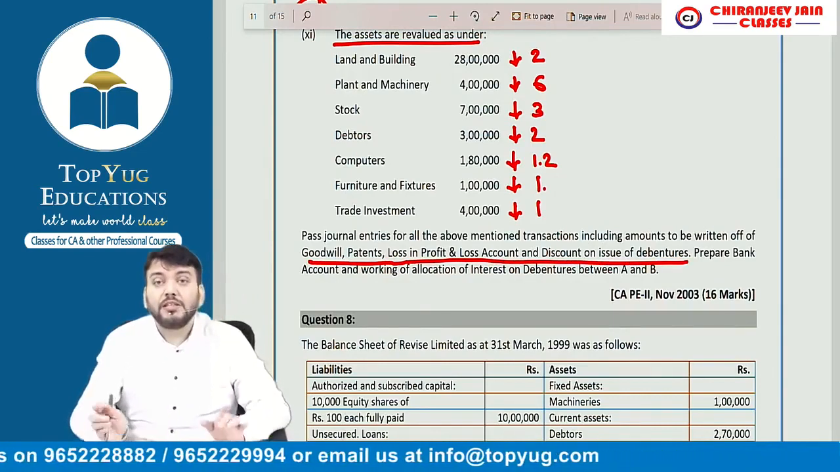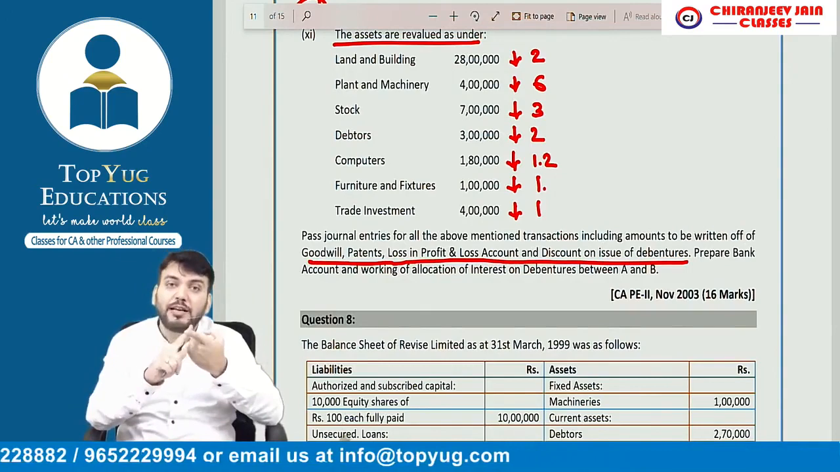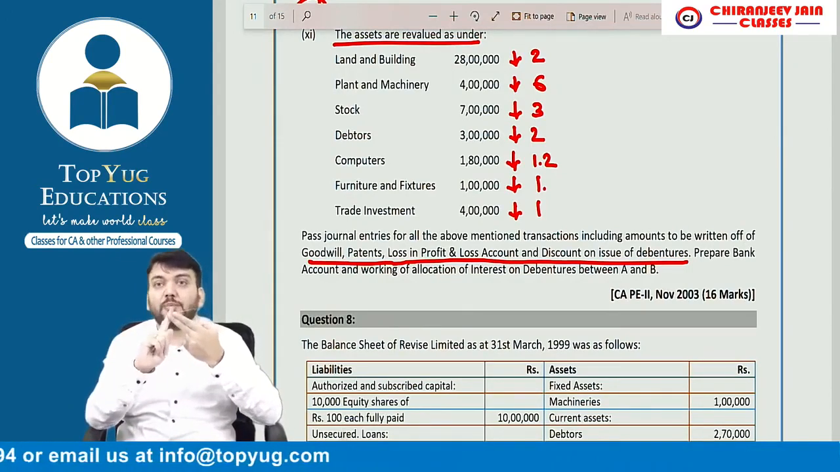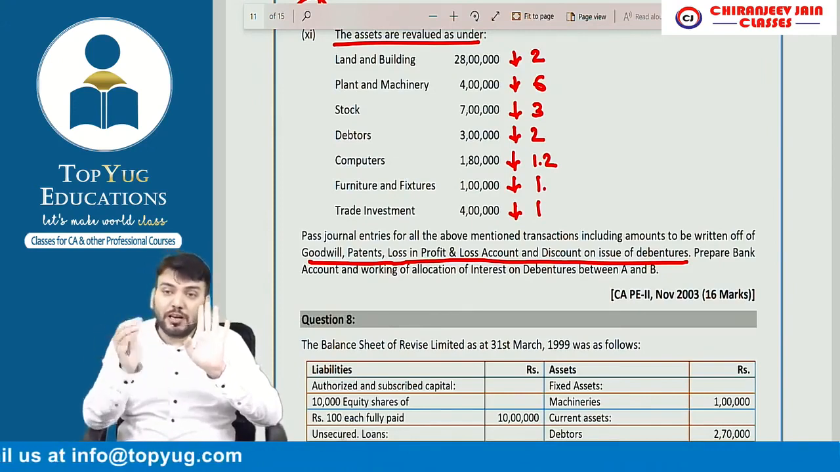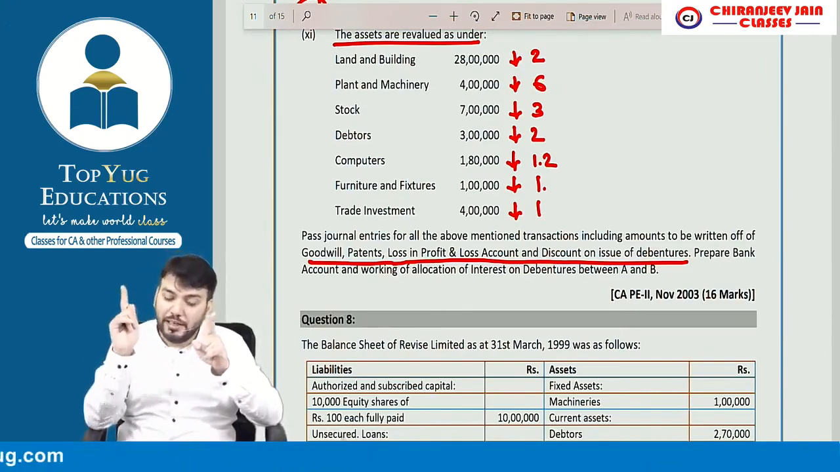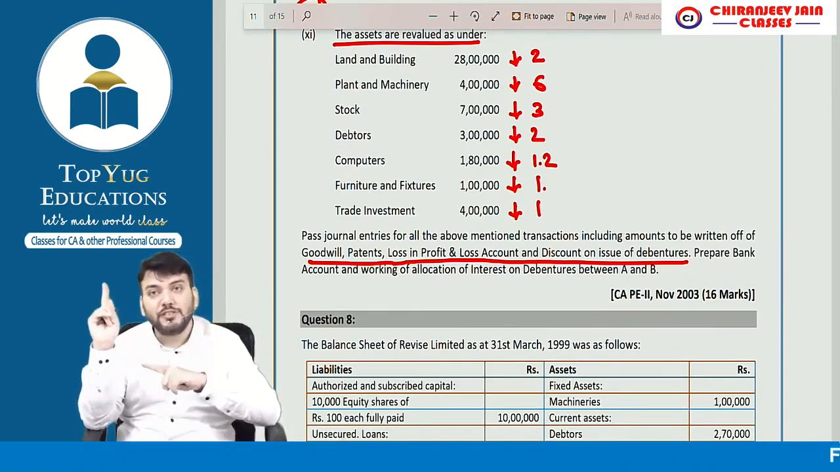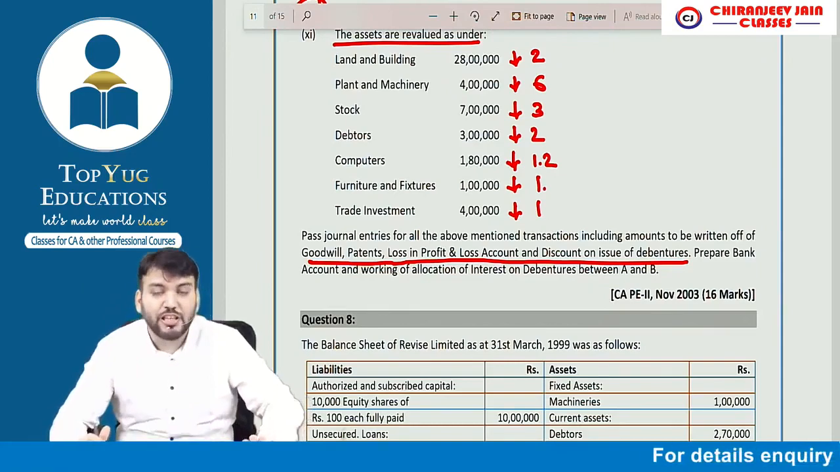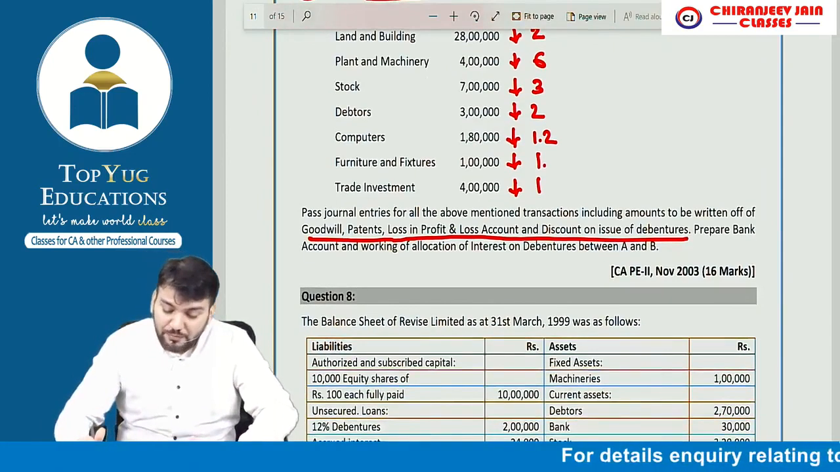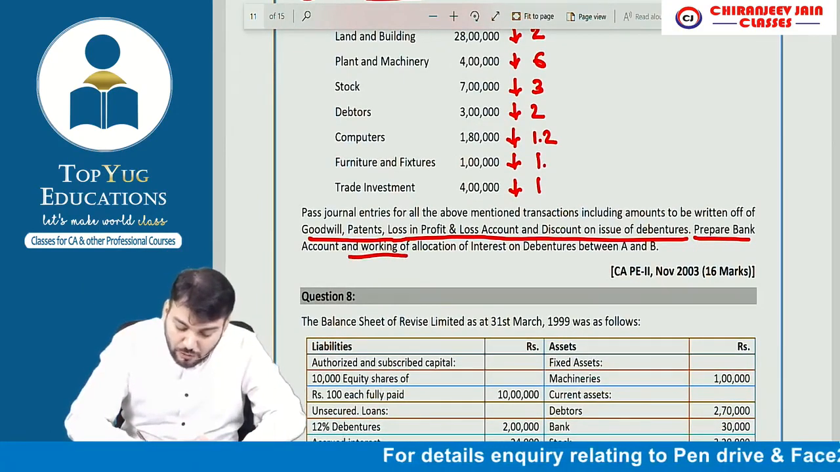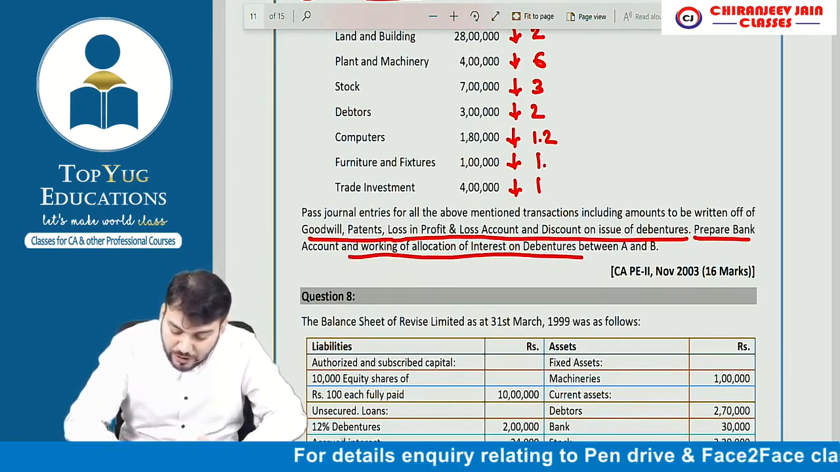Now it says to write off goodwill, write off patent, write off PL and fictitious assets also need to be written off. Means even though not given, we would have written off goodwill, we would write off PL, and discount on issue of debentures we would also write off. However, patent is written off only whenever the question gives information about that. Then it says prepare bank account and also show the working allocation of interest on debenture between A and B.